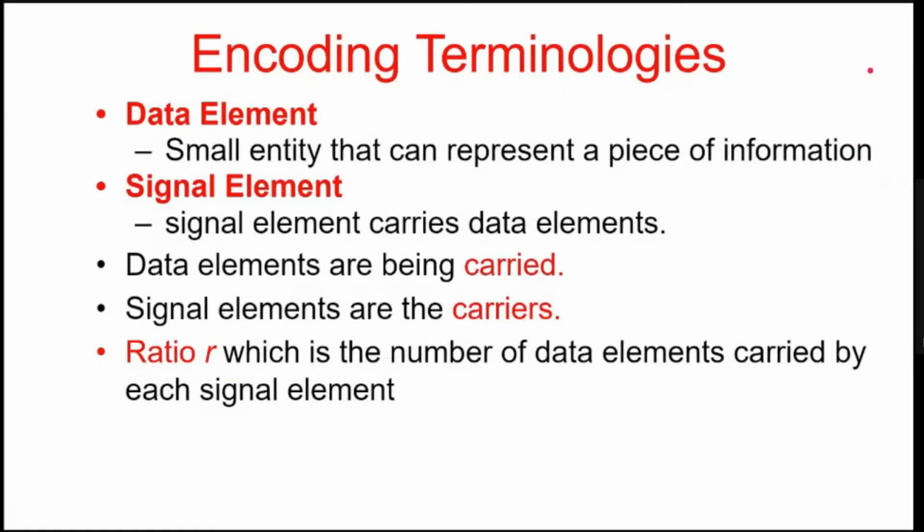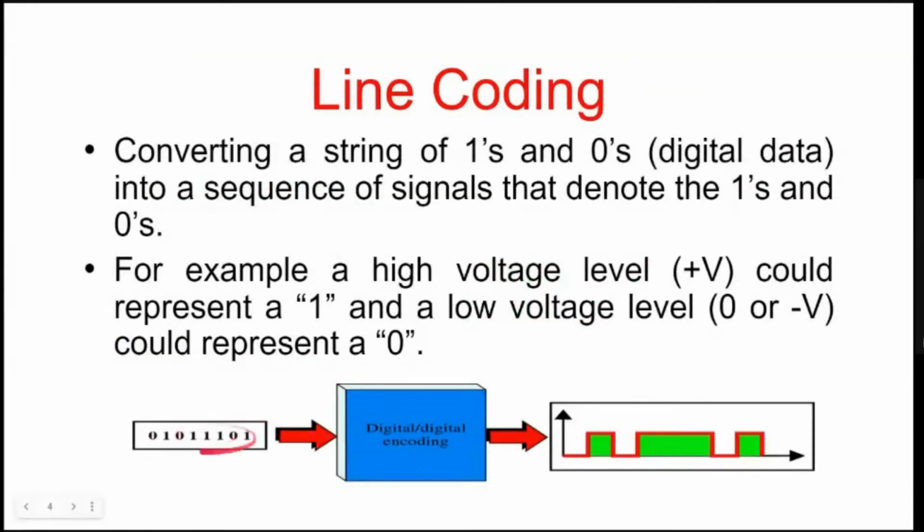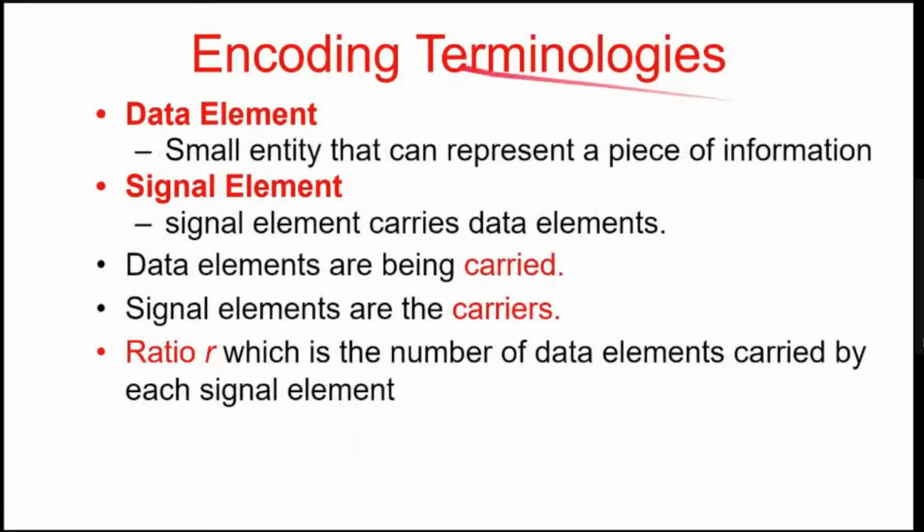So what are the encoding terminologies here? The first one is the data element and the signal element. This is a data element, this is a signal element. This is a data element, this is a signal element. So these are the encoding terminologies.